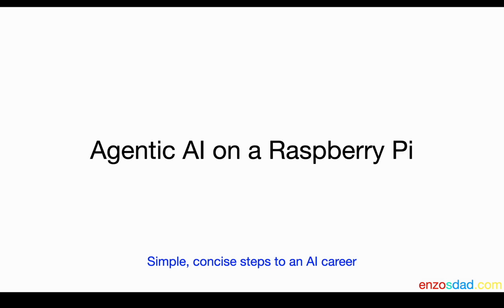Hello everybody, this is video 4. It's the one where we get Agentic AI on a Raspberry Pi working, and we can decide whether it's a worthwhile exercise or not. Well, it was. I learned a lot, and hopefully you've learned a fair amount as well.